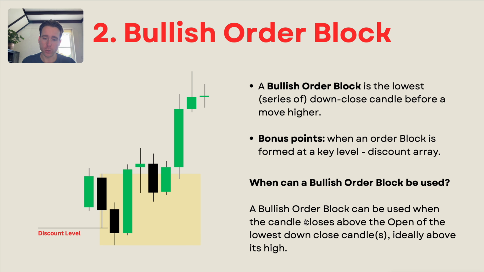And when can it be used? A bullish order block can be used when the candles close above the open of the lowest down close candle. So right here we have the lowest down close candles. And once we are closing above the open of the lowest candle, it's right here, this candle, we know, okay, now the order block is valid and we can use it, ideally above the high. Well, in this case, we have both.